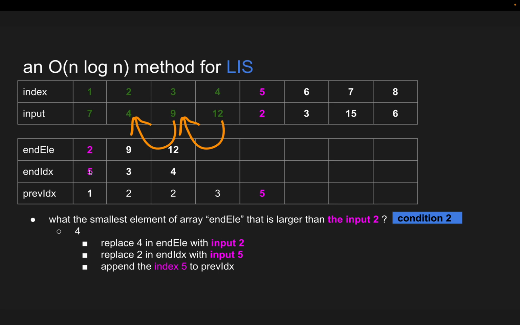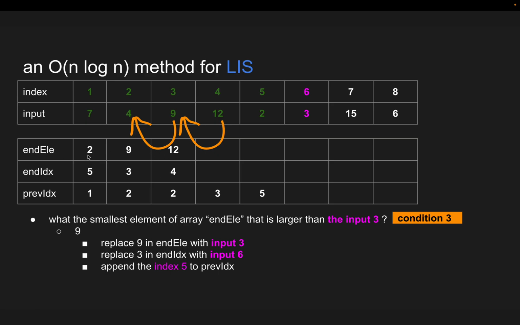And since it's newly formed, it should point to itself, which is 5. Alright, so the previous one is 5. So after we read the sixth position, which is 3, what is the smallest end element that is larger than 3? So 2, 9, 12.